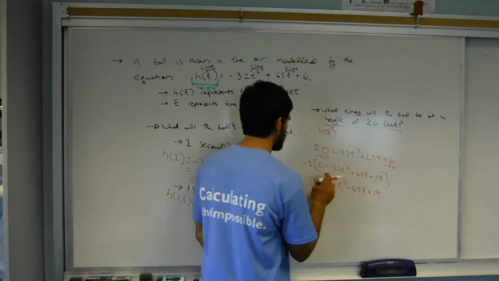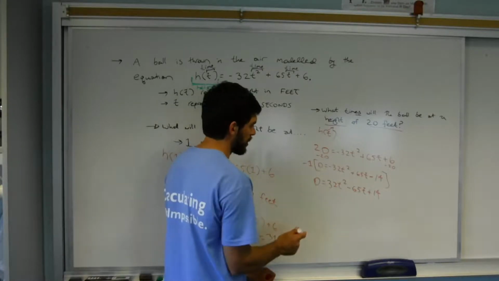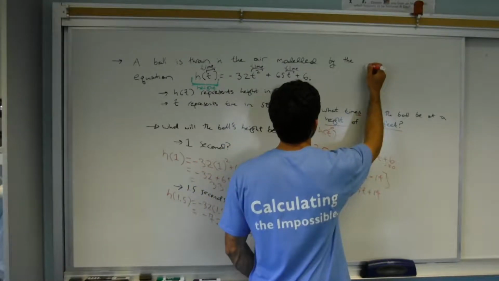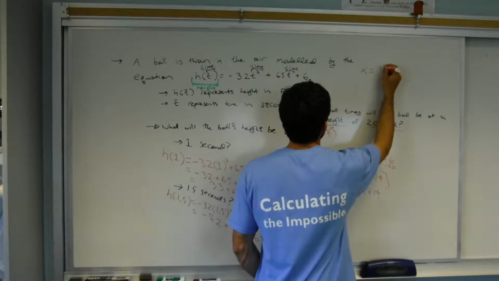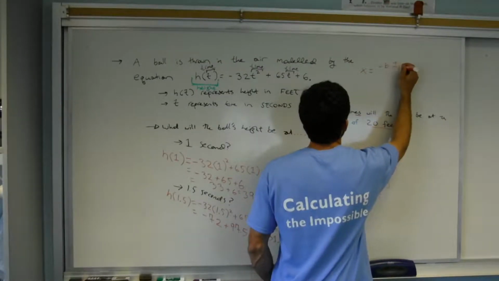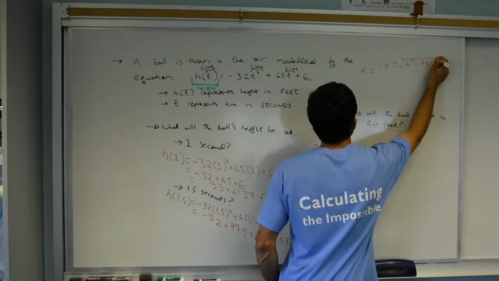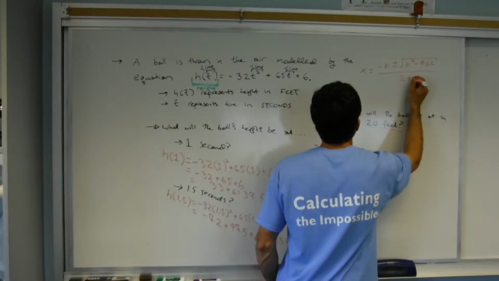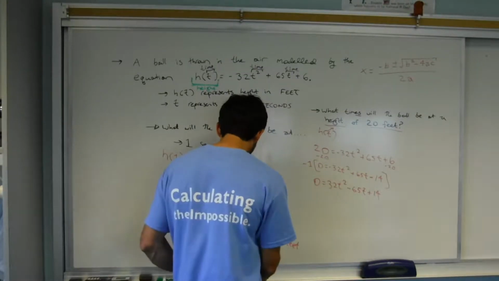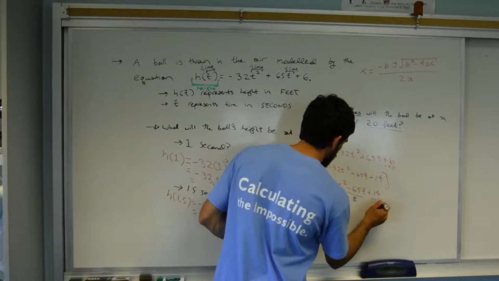And a reminder, I can do that since negative 1 times 0 is still 0. And now I'll use, I guess, our favorite formula. The answers are going to be x is equal to negative b plus or minus the square root of b squared minus 4ac, all divided by 2a. So we have a, b, and c.